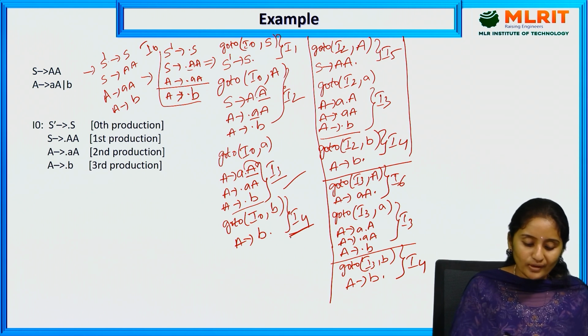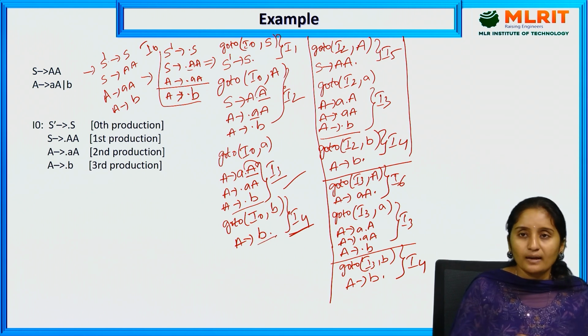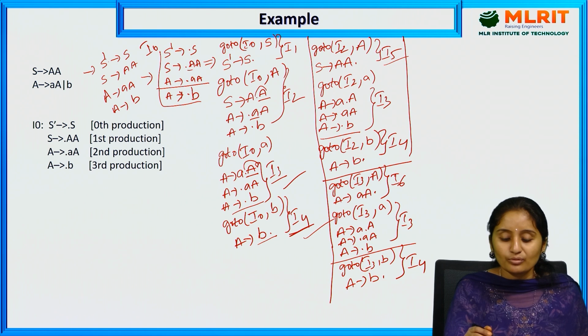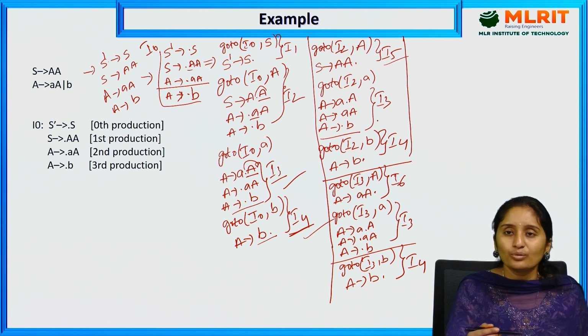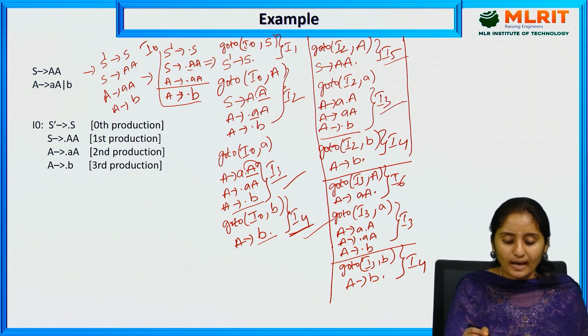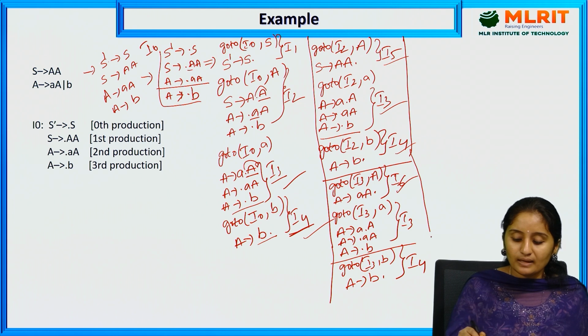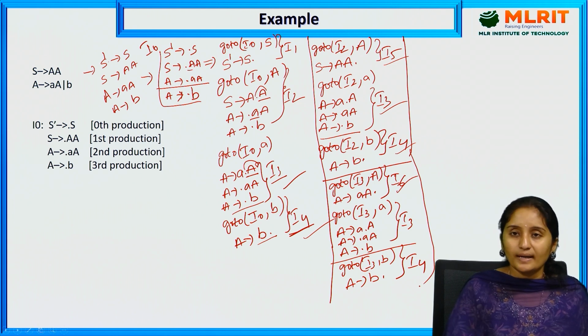Now next go for I4. I4 is at the end of the production, the dot is at the end, so I4 is also completed. Check I5, it is done. I3 is already done, so there is no need to apply the goto function again and again on the same state. No duplications should be done. I4 is done, I6 is done. So these are nothing but the canonical list of items.